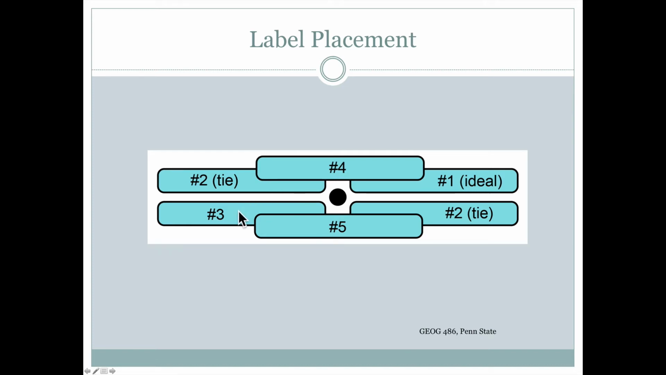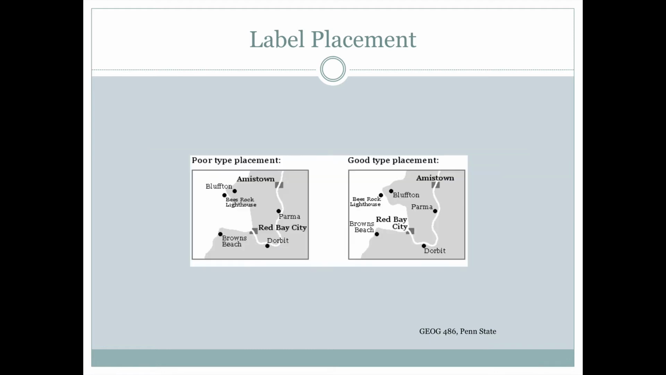If those places aren't available, then it's recommended to put a label at area number 3 here. You can put the label directly above, but it doesn't help that much with the readability of the map. Or you could also put the label right below. But once again, those are not ideal locations.